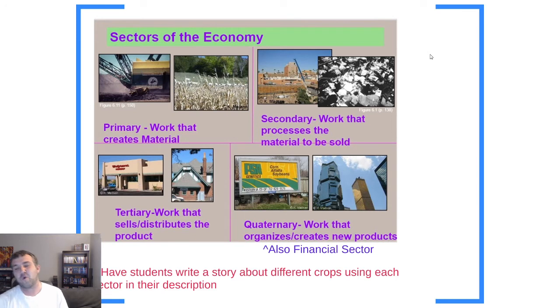Okay, and now we get to the quaternary sector. The quaternary sector is probably the smallest of the three sectors, probably the most rare. But a quaternary sector person organizes or creates products. They're sort of like the managers of various businesses. You can also think about these as people who are in research and development, or in high-level banking and accounting. If they're either running the business or doing the research to create new products, they are quaternary. Say I put the financial sector in there too.